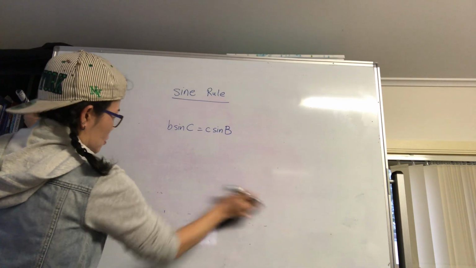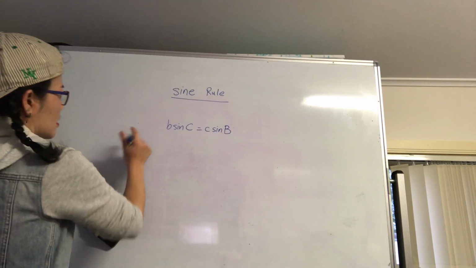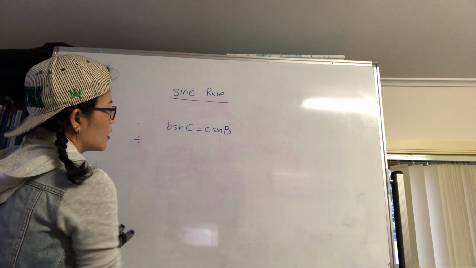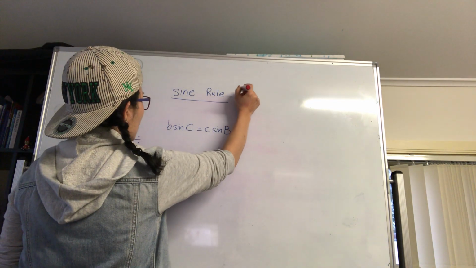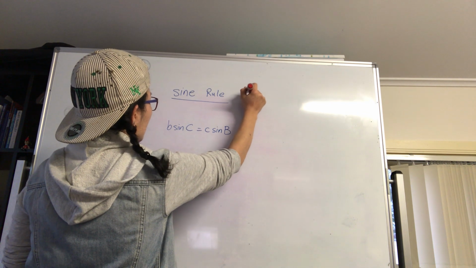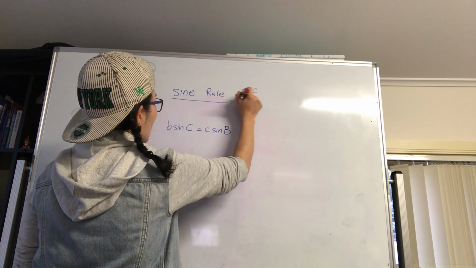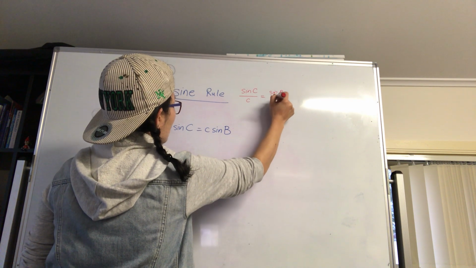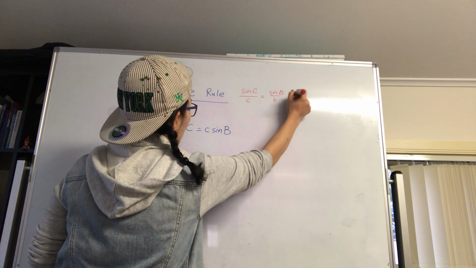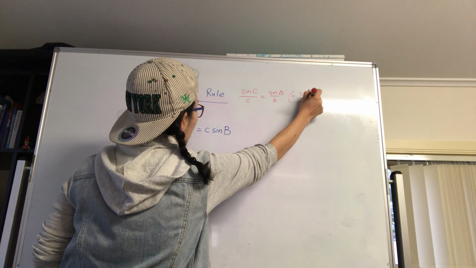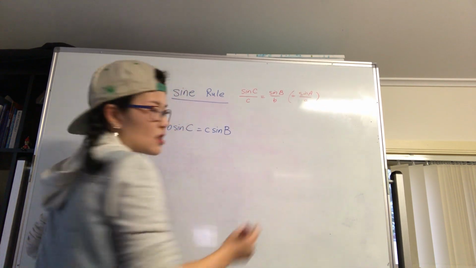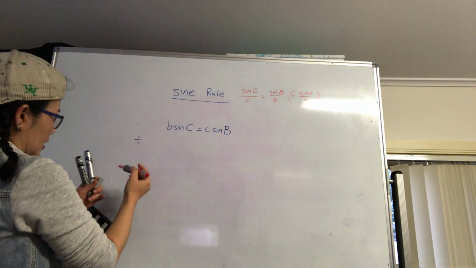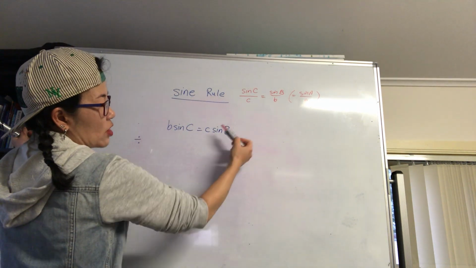Now, what I'm going to do here is divide it. You probably saw the sine rule and cosine rule is like this: sine C over C equals sine B over B. And then there was another one, sine A over A. Really, you just need to know it's just 2, not 3. So anyway, we got this, and I'm going to try to make it look like this.